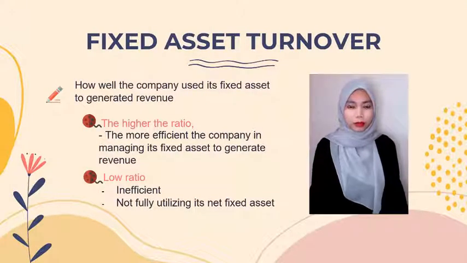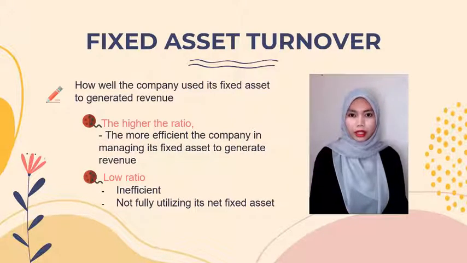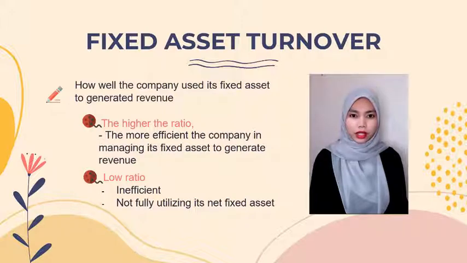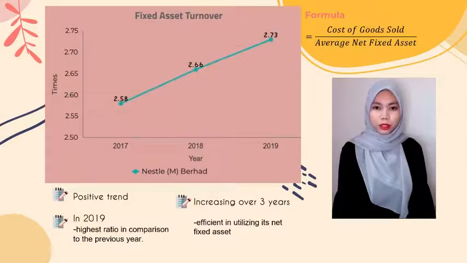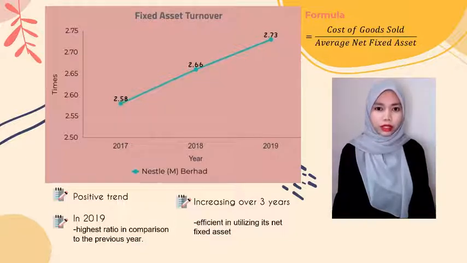Fixed asset turnover is applied to measure how well the company used its fixed asset to generate revenue. The higher the fixed asset turnover, the more efficient the company is in managing its fixed asset to generate revenue. On the other hand, a low fixed asset turnover indicates that the company is inefficient or not fully utilizing its fixed asset. As for Nestle Malaysia Berhad, its fixed asset turnover had increased from 2.58 times in 2017 to 2.66 times in 2018 and further increased to 2.73 times in 2019.